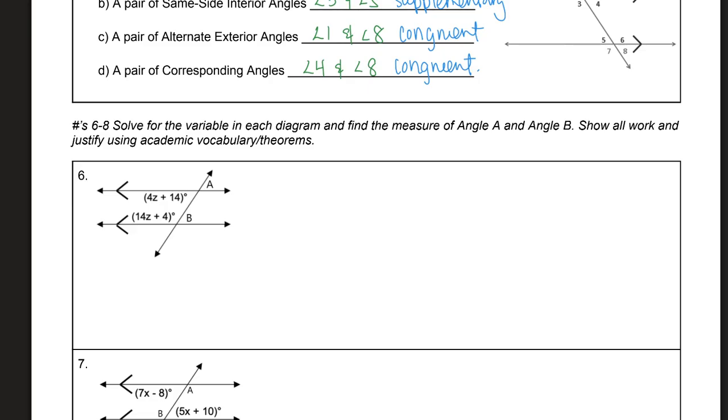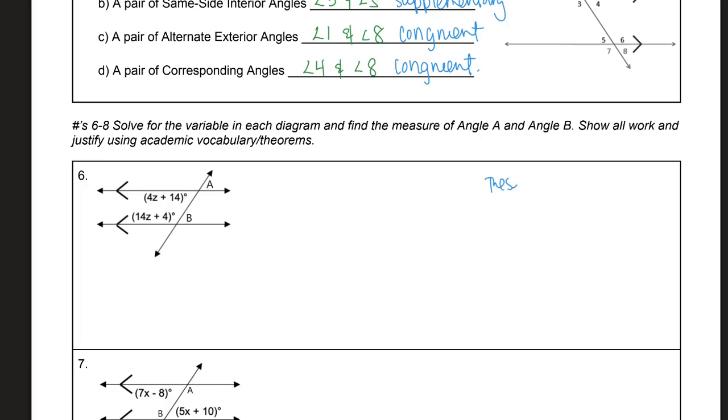All right, for question number 6, they want us to solve for the variable in the diagram, and then they want us to find the measure of angle A and angle B. So we do need to show our work and justify using academic vocabulary. So first thing let's do is solve for the variable. So we have this angle right here and this angle right here. So these are going to be same side interior angles. Remember, same side interior angles are supplementary.